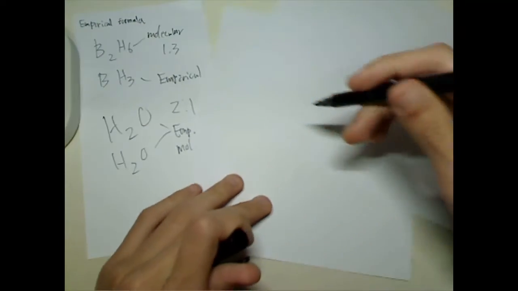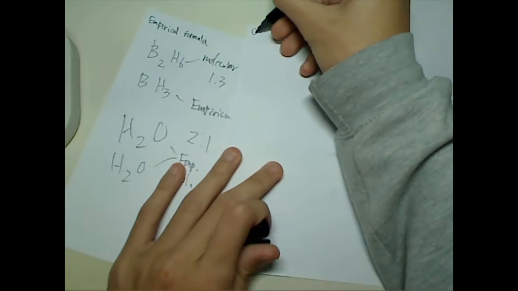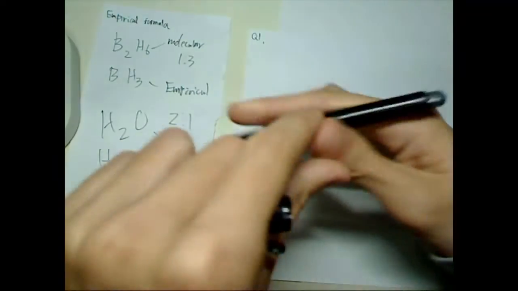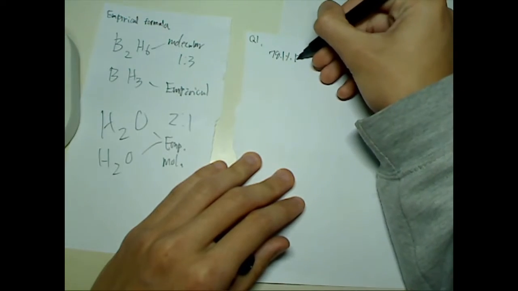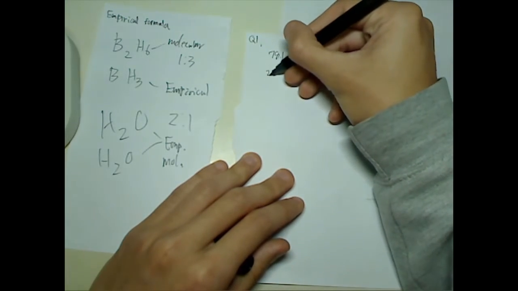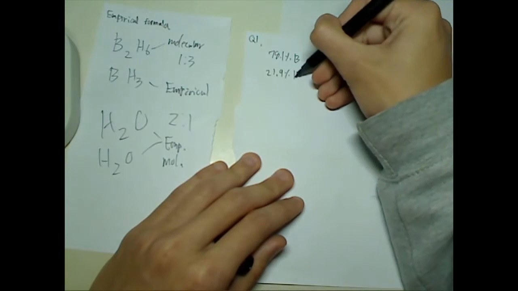So here's an example question. Question 1. Let's say the information given is that we have a compound, and that compound is 78.1% B boron and 21.9% H hydrogen. Now, using only this information given, we need to try to find out what the empirical formula of whatever this compound is. Now, there's a series of steps which we need to take, which are pretty simple, that allow us to figure this out.